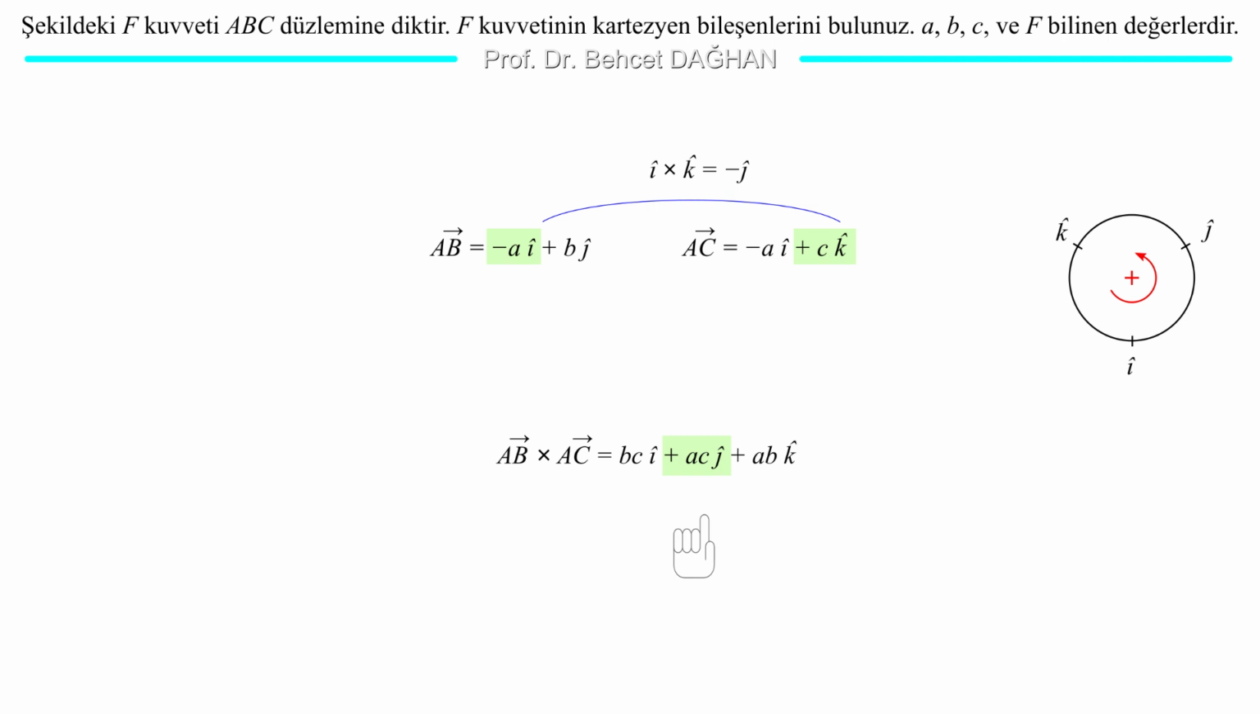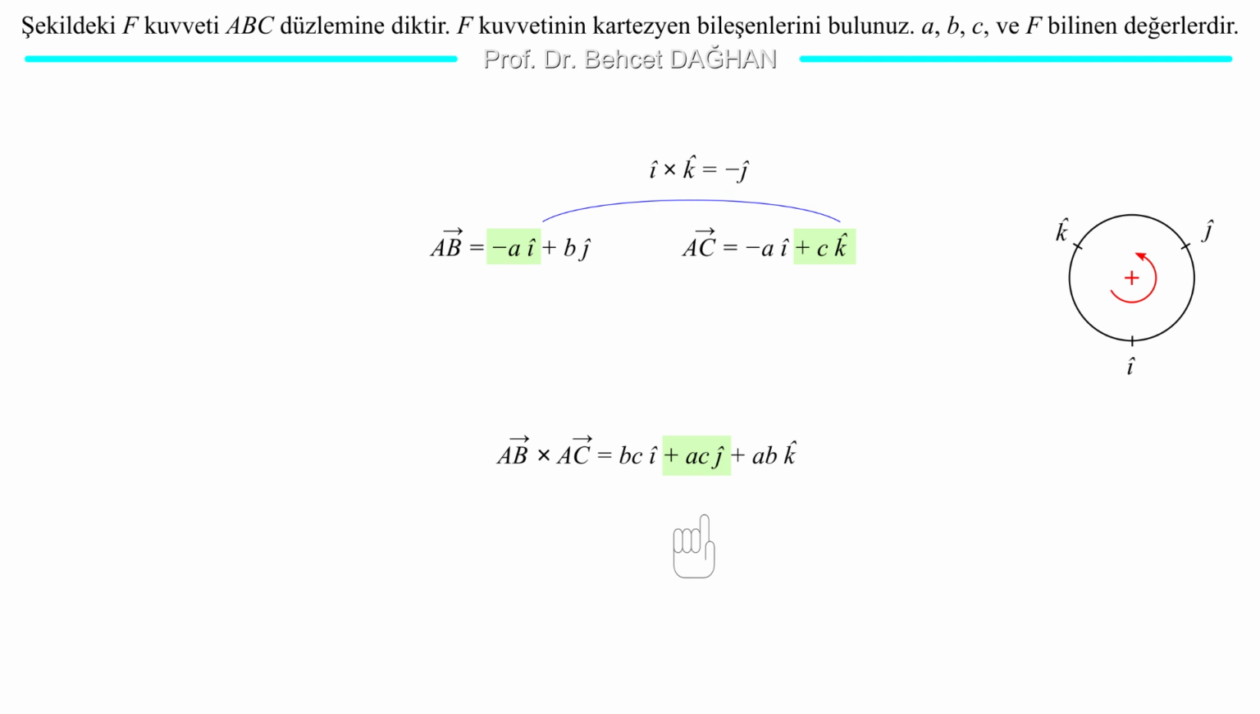Now we will perform the cross product of these two vectors. We can do this in two ways. We can distribute the parentheses, or we can do it using the determinant. Let's try both methods as an example. Multiplying i by i gives nothing. Multiplying i by k gives minus j.